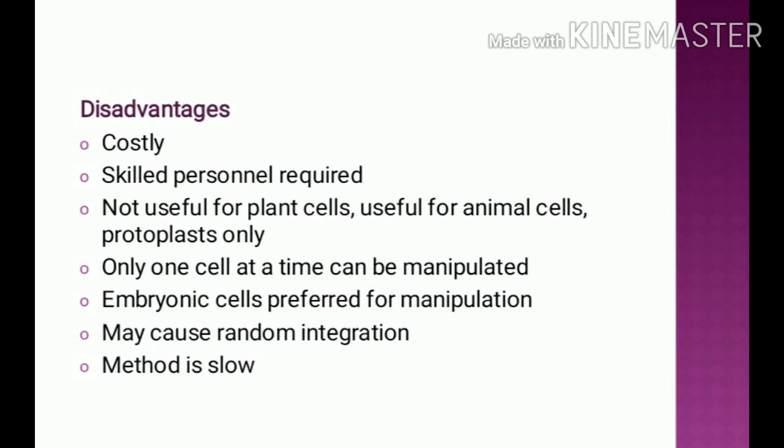Disadvantages: it is costly, skilled person is required, it is not useful for plant cells, it is used for animal cells and protoplasts only, and only one cell at a time can be manipulated. Embryonic cells are preferred for manipulation, may cause random integration, and the method is a slow method.